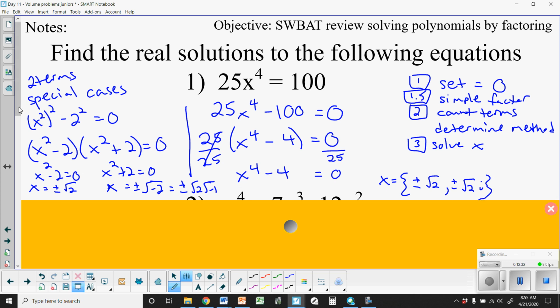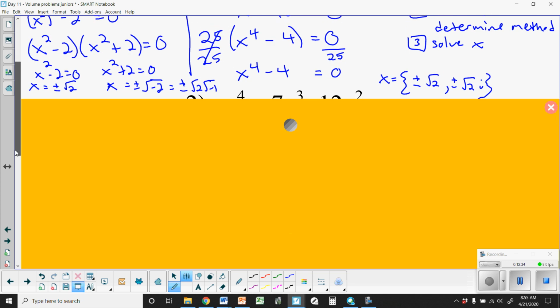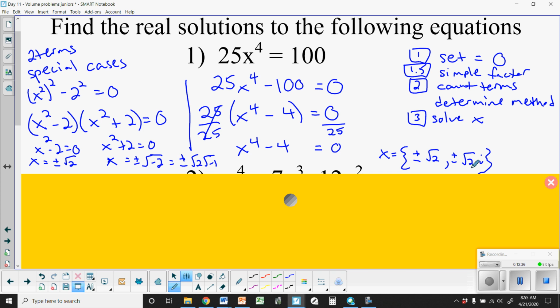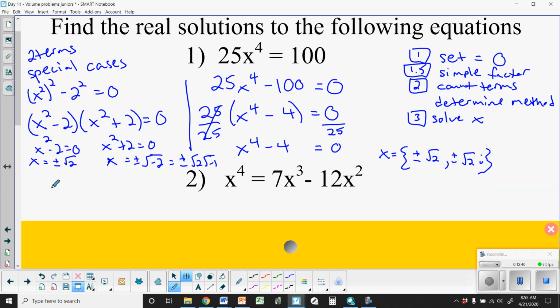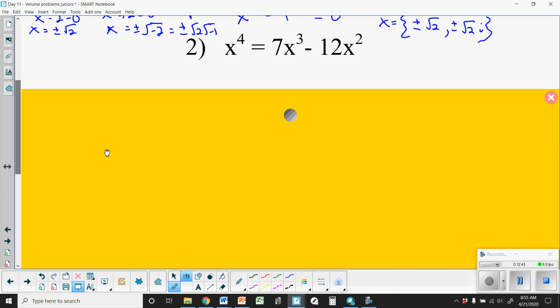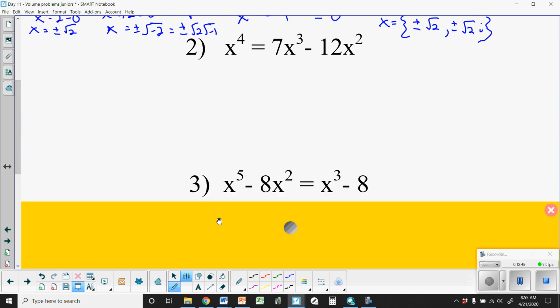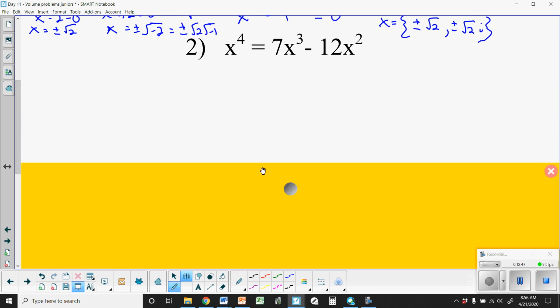All right, so let's look down here in the next one. Notice we had 4 solutions, plus or minus, so that's 2, 2 gives us a total of 4. All right, let's look at this next one. And I made some problems here so that we have a few to look at. Again, we want to make sure that we simple factor first, set it equal to 0.